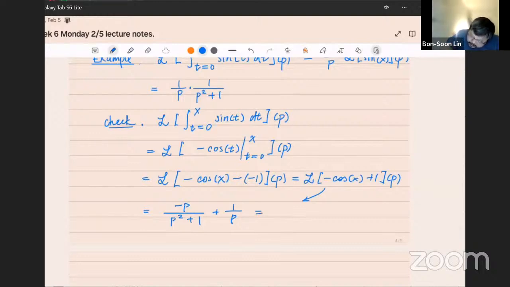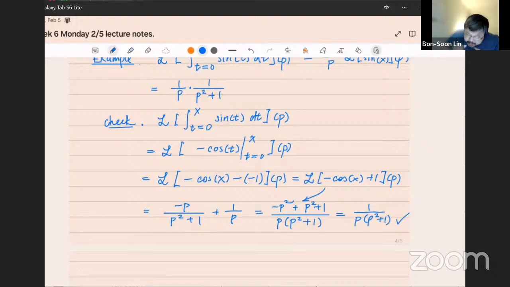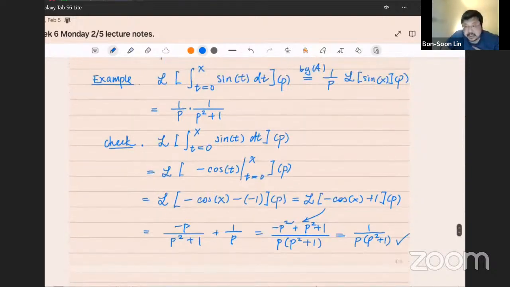Here we have two fractions. Of course, we can put them together. Finding the common denominator, it is p times p squared plus 1. For the first fraction's numerator, I need to multiply by p to get this common denominator, so I have minus p squared. And for the second numerator, I need to multiply by p squared plus 1. So I have minus p squared plus p squared plus 1, divided by p times p squared plus 1, which gives me indeed 1 over p times p squared plus 1. Check. That is exactly what we expect by this integral rule.